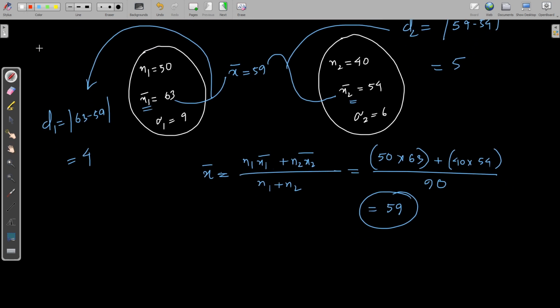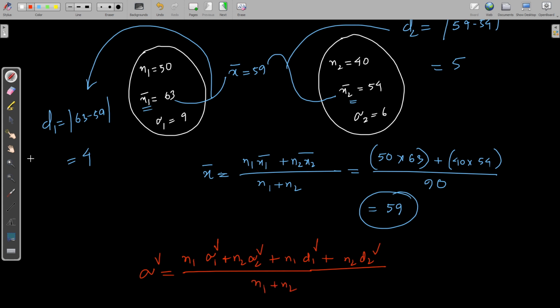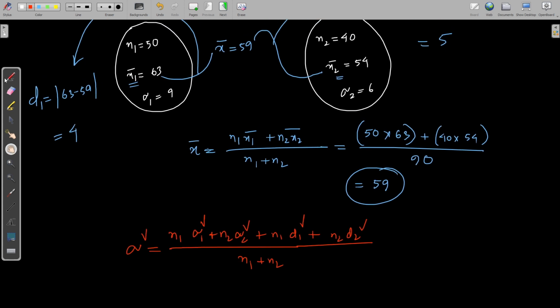Okay, let's write the variance formula. So what was the variance formula? It was n1 sigma 1 square plus n2 sigma 2 square, plus n1 d1 square plus n2 d2 square, divided by n1 plus n2. Let's put the values over here. So n1 we have 50. What is sigma 1 square? It's 9 square.